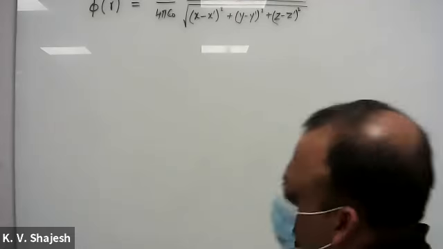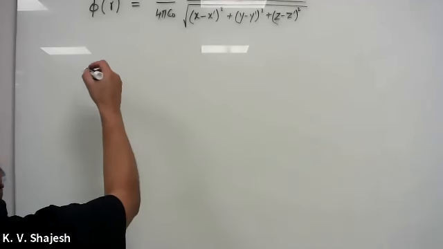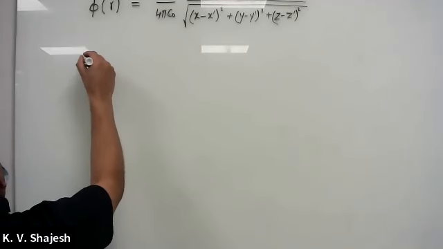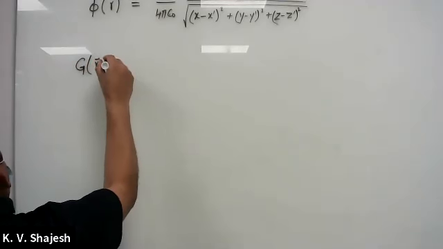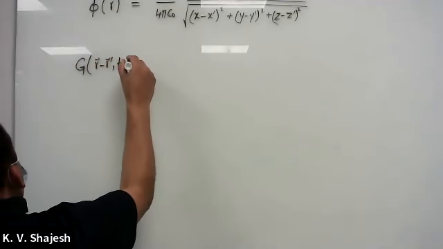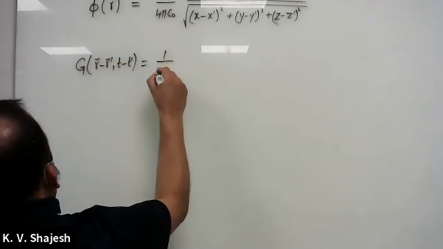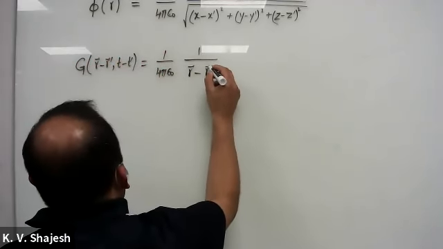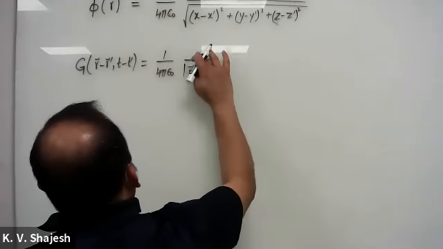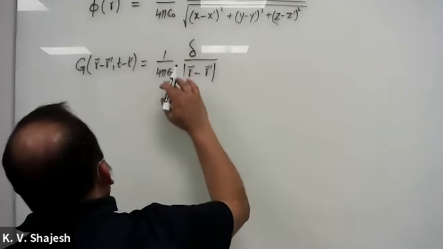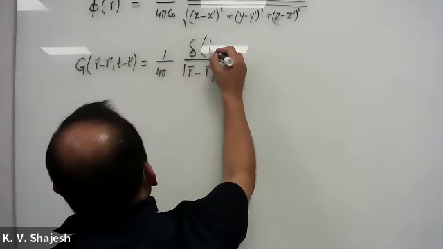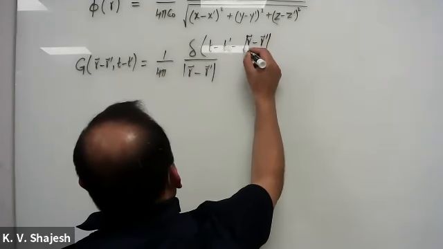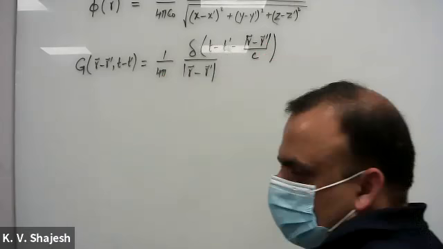Remember that what we calculated last time is that the Green's function for a point charge, G of r minus r prime, comma t minus t prime, was equal to 1 over 4 pi epsilon naught. Pretty much the same, but I don't want any confusion, so I'm just rewriting it. There's no epsilon there. So this is t minus t prime, minus r minus r prime over c.